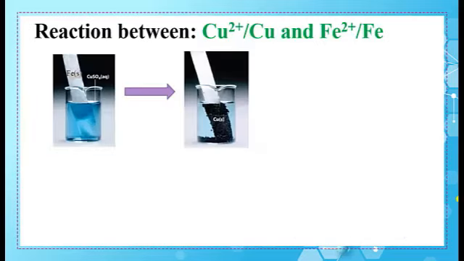Another example of a redox reaction is the reaction between the redox couples Cu2+/Cu and Fe2+/Fe. Here we dip an iron bar in a copper sulfate solution and leave it for a few hours. We can see that a deposit of copper is formed on the iron bar, and the color of the solution fades. Look at the color of the solution compared to the initial color. It means that a reaction took place between Fe iron and Cu2+ ions in the solution.